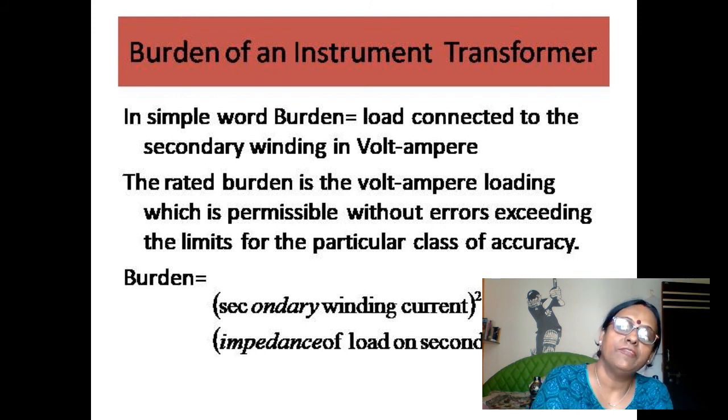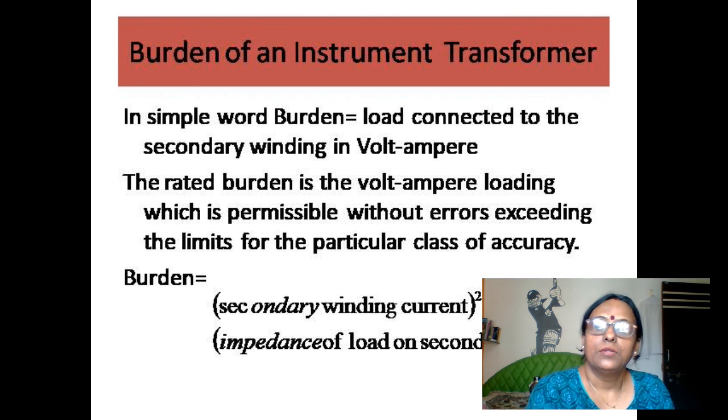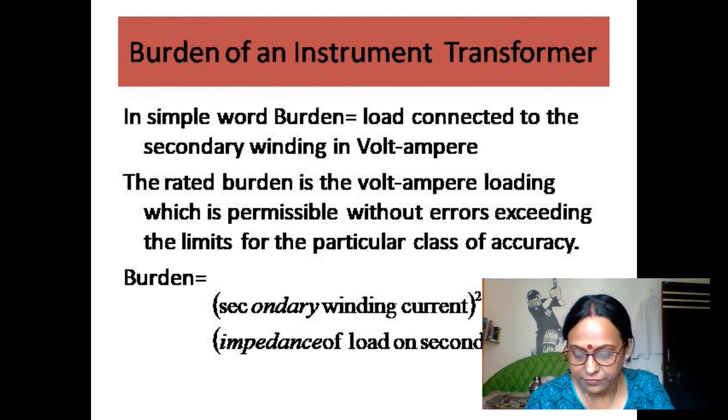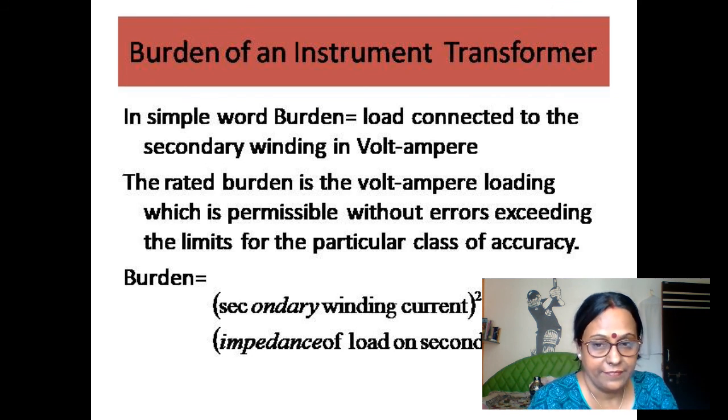The burden is equal to secondary winding current squared, I square R, into the impedance of the load on the secondary winding. So I square R: secondary winding current squared into the impedance of the load on the secondary winding. This one is the burden.